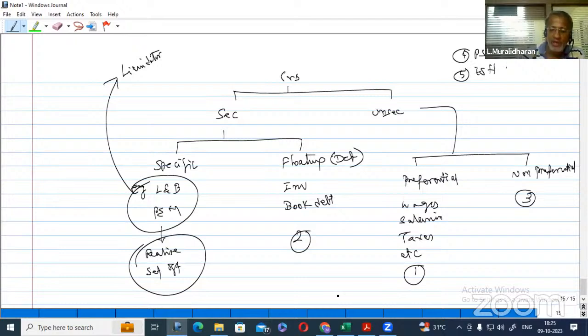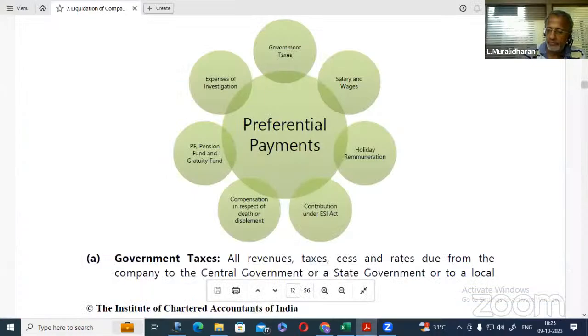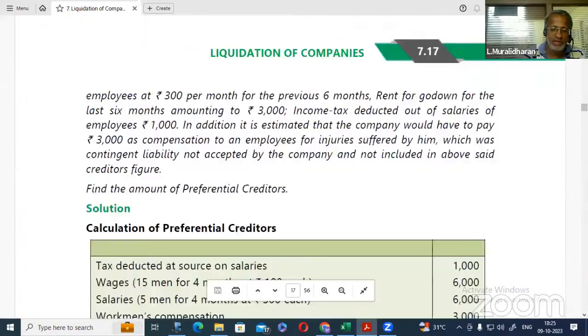Is that right? And prior to this, legal expenses, liquidator's remuneration, then liquidation expenses. So these are the first three items. Then these are the items, and this may be the order, you can say. So I hope the points are clear for you.